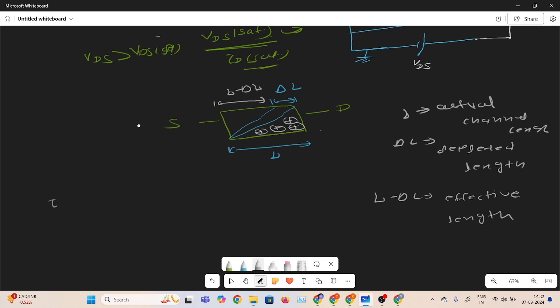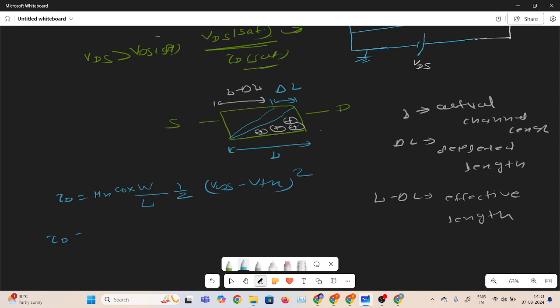The current equation in the saturation region is ID equals mu n Cox W by L into 1 by 2, into VGS minus VTH whole squared. I will write it in a proper manner. So this is the equation of the current in the saturation region.